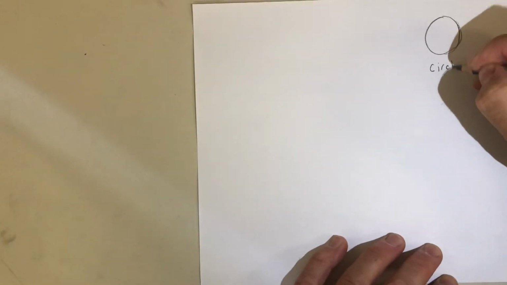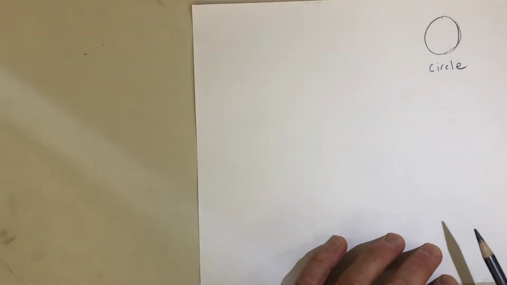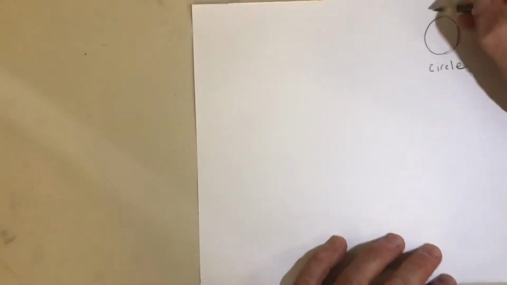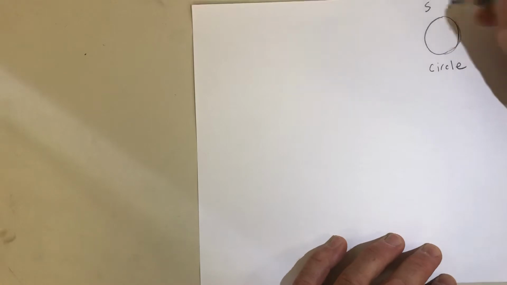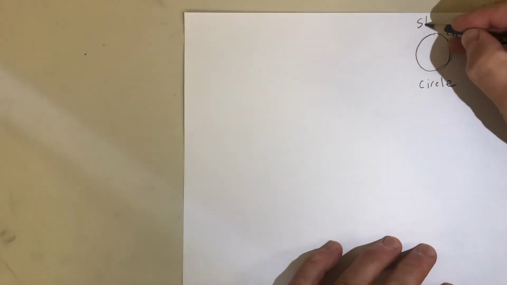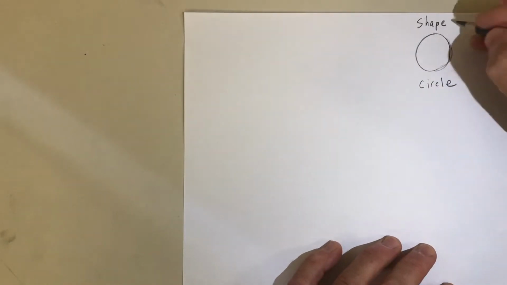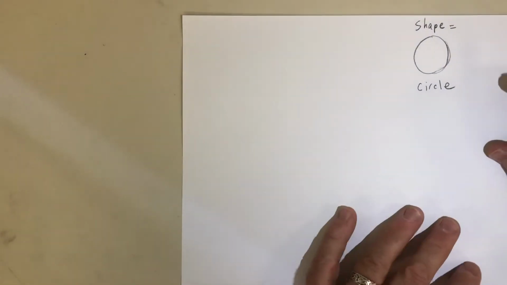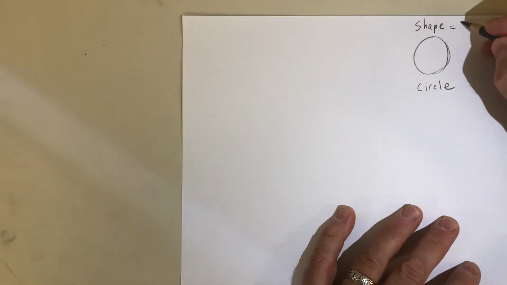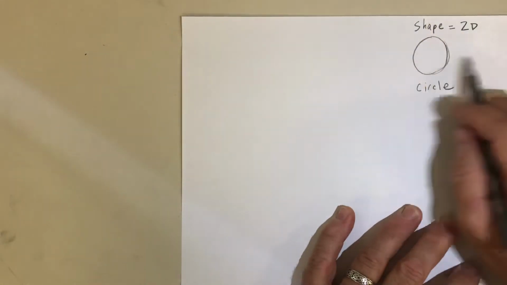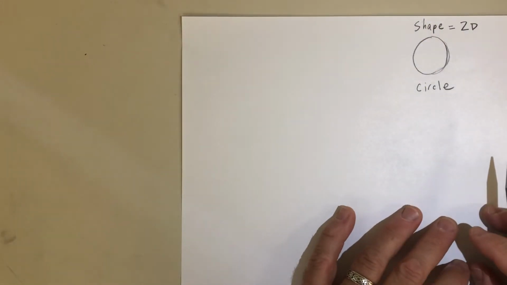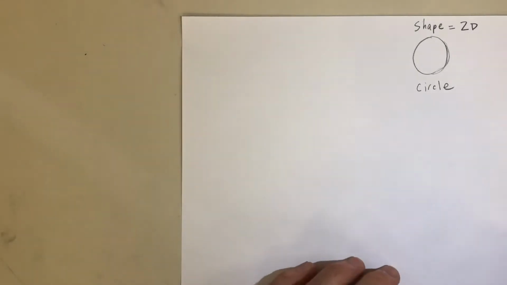So a circle by itself is a shape, and a shape is a two-dimensional figure. It has height, it has width, but it does not have the third dimension, which is depth.